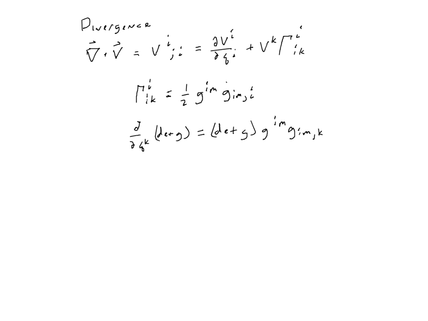So you could say that this Christoffel symbol is just like 1 over 2 times the determinant of the metric, and then a partial of the determinant of the metric with respect to your coordinate.